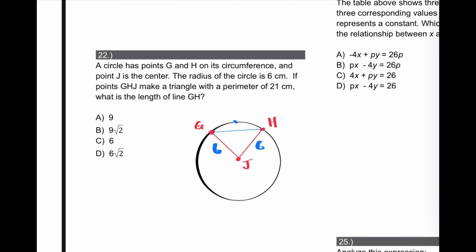So we're looking for this length. You're tempted there to maybe try the Pythagorean theorem or something like that, but we don't know if this is a right triangle. So really, the perimeter is going to be just those three side lengths added together. So if we go 21 minus 6 minus 6, we do get 9. So A is your correct answer there.